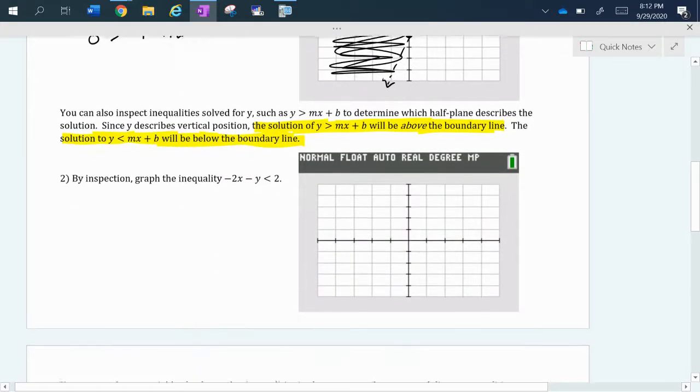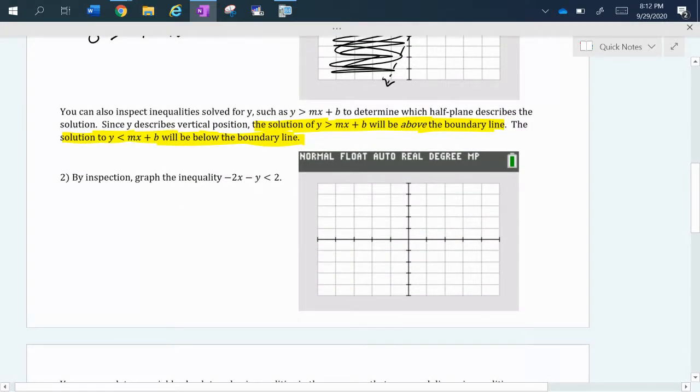So then we're going to look at this one. By inspection, graph the inequality negative 2x minus y is less than 2. So the first thing I'm going to do is solve for y. So I'm going to add 2x to both sides. So I get negative y is less than 2x plus 2, and then I have to divide everything by negative 1. And so I need to remember that rule about dividing an inequality by a negative number. I'm going to change the sign to greater than instead of less than. Negative 2x minus 2.